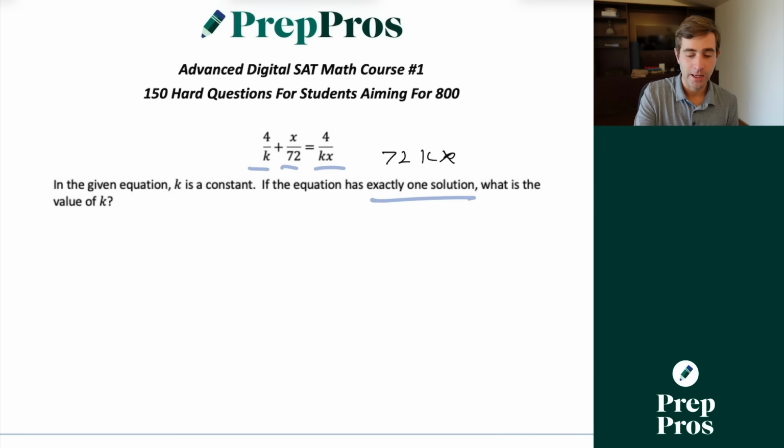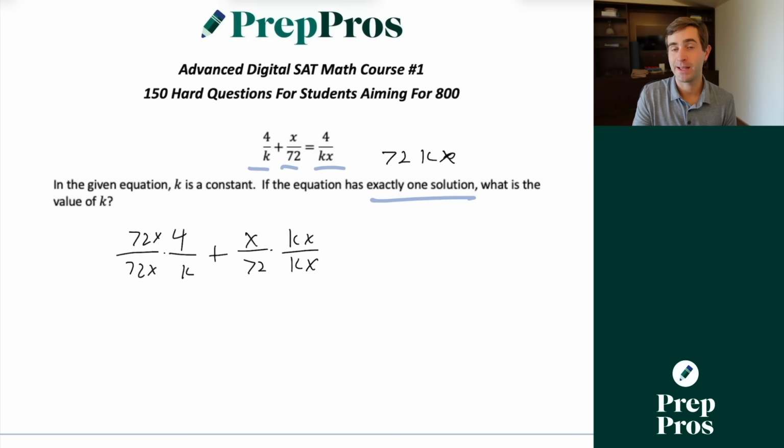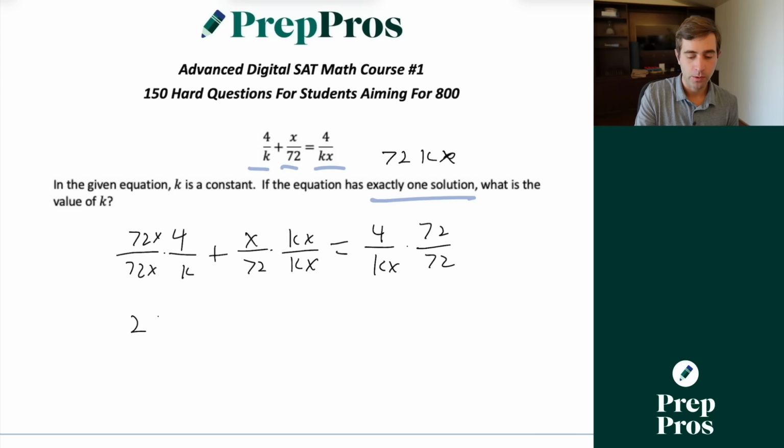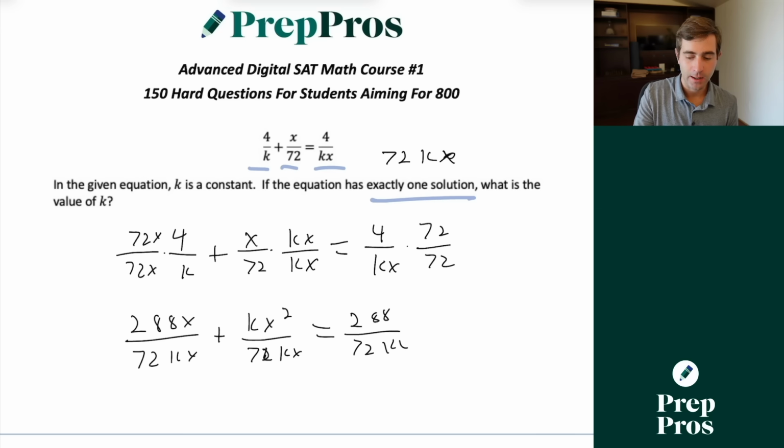So here, we're going to take our 4 over k, and that means we're going to multiply this by 72x over 72x. Then we're going to have our x over 72. Remember, we want to get a common denominator of 72kx, so we're going to multiply that by kx over kx. This is going to be equal to 4 over kx, so we're going to multiply this by 72 over 72. Once we do that, we will get 288x over 72kx plus kx squared over 72kx is equal to 288 over 72kx. Once we have common denominators, you can just cancel them out.